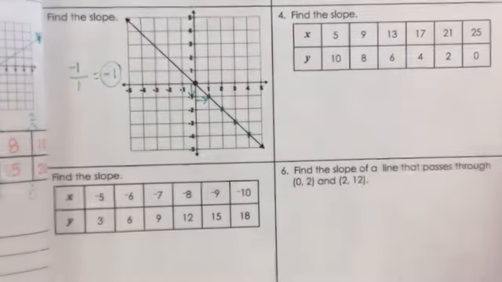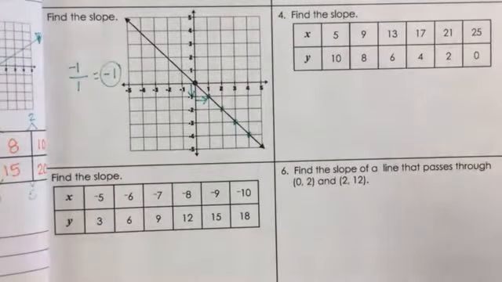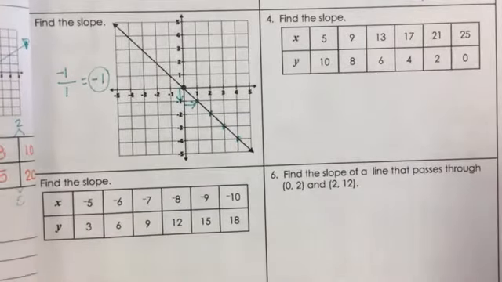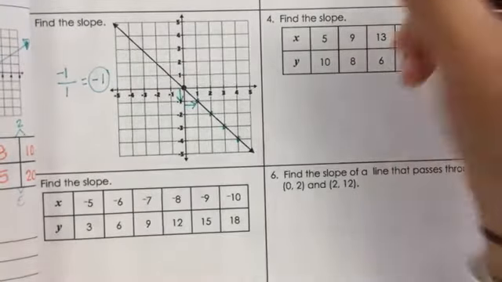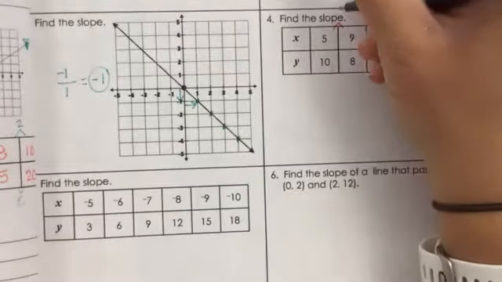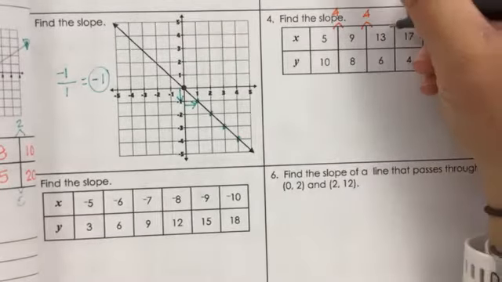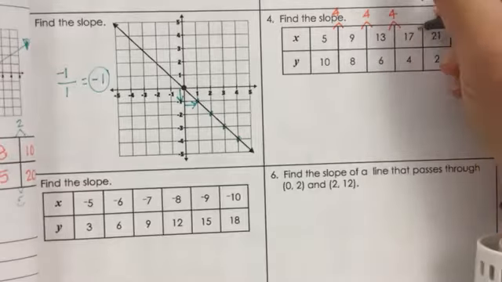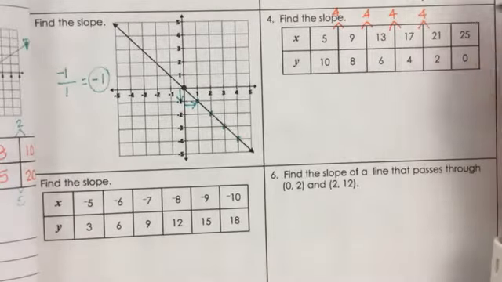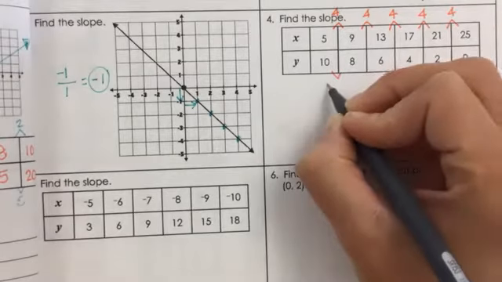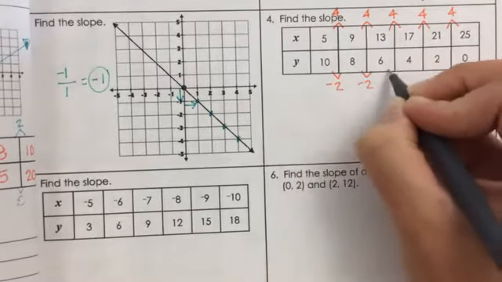Number 4 and 5, they gave us some tables. And so we can do what I did in the previous example, and we can find the difference between the x values and the y values. So for example, 5 to 9, it was a difference of 4. 9 to 13 was a difference of 4. 13 to 17 is 4. 21 to 25 is 4. Then our y's, it went down by 2, looks like every time.